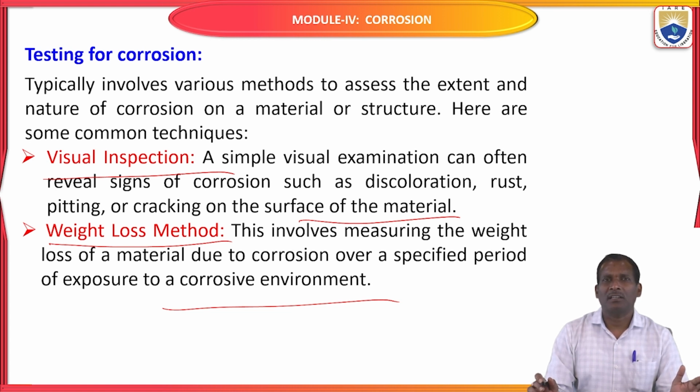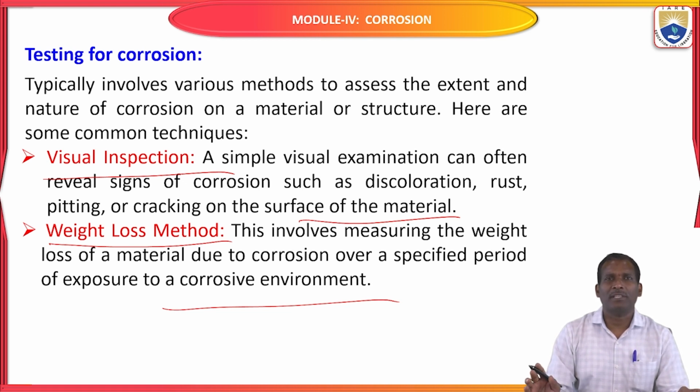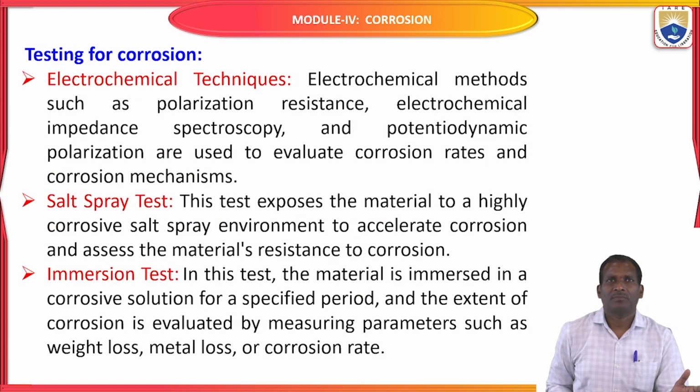So you can test the object by measuring the weight: what is the weight before rust and after rust? If any weight loss is observed, then you can say that the surface of that object is corroded. This type of method is the weight loss method. Whenever the object is present for a specified period of time in environmental conditions, there is compulsory loss of material. The next one is electrochemical techniques.